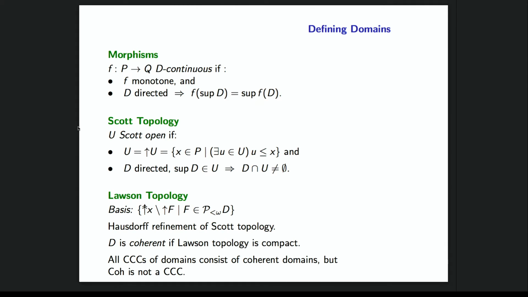All of the Cartesian closed categories of domains have objects that are coherent, that are compact in the Lawson topology. So they all sit inside the category of coherent domains and Scott continuous maps. Those are the appropriate ones. But unfortunately, the coherent domains are not Cartesian closed. There's not an internal hom. So it's the obvious category you'd like to work in, but it just doesn't work.